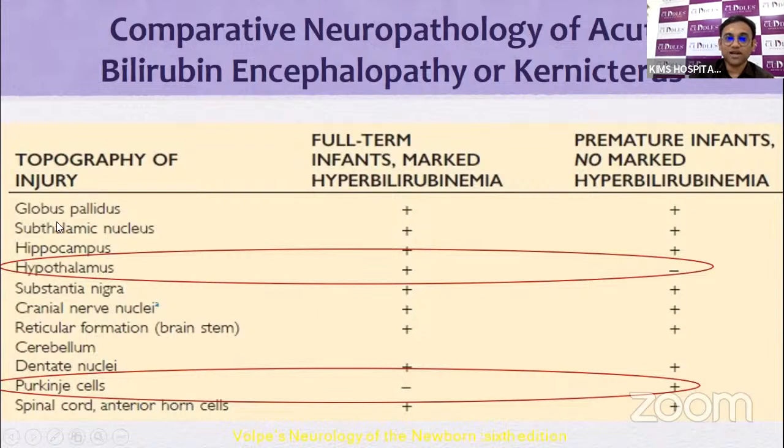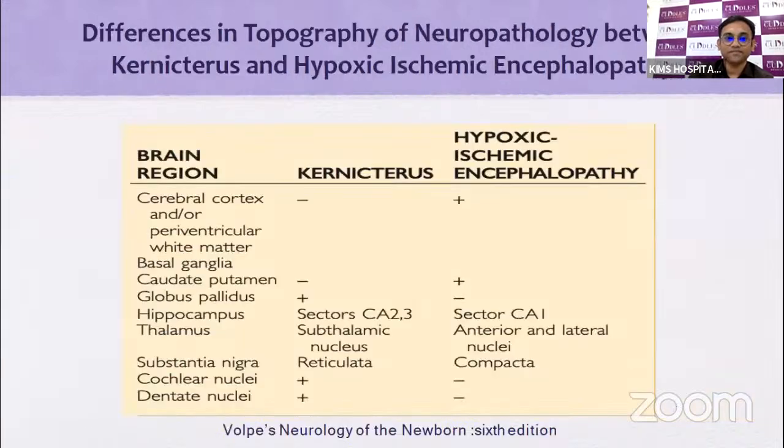The rest of the globus pallidus, subthalamic nuclei, hippocampus, substantia nigra, cranial nerves, reticular formation of the brainstem, cerebellum, dentate nucleus, and anterior spinal cells are equally affected in both preterm and term babies. Only the preterm babies have no involvement of the hypothalamus, and compared to term babies, involvement of the Purkinje cells is seen in preterm babies.